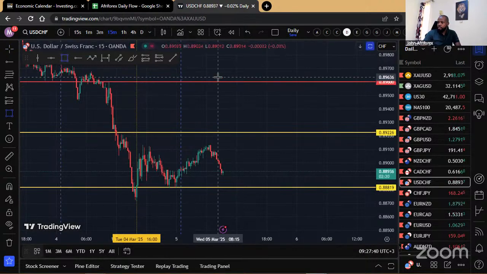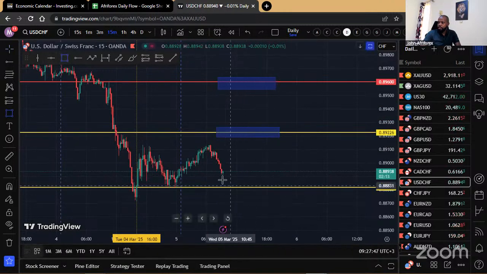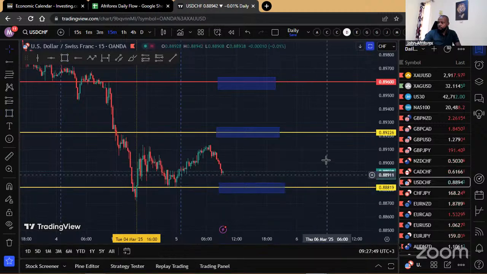So the next one, this is the US dollar against the Swiss franc. So for this one, we're going to be watching out for sells as well. So these are the three areas that we've mapped out. So hopefully you can take note of them.